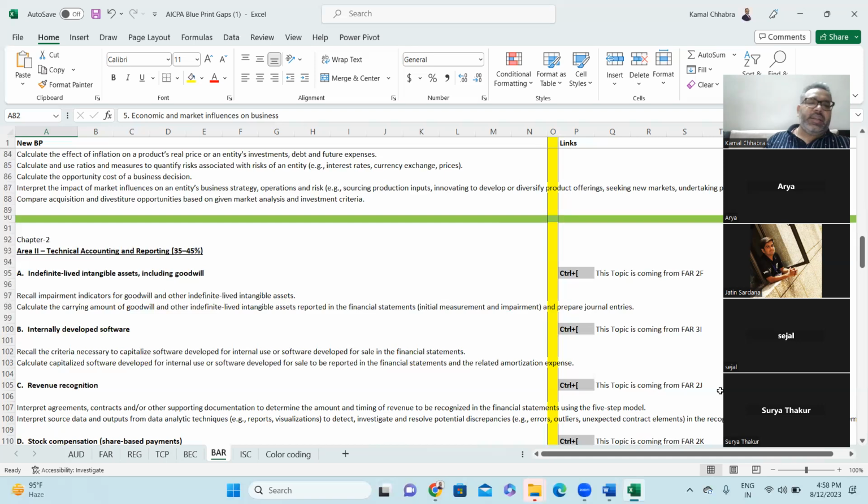indefinite live intangible assets, including goodwill. So there are certain assets for which it's difficult to define their life. That is called an indefinite live intangible asset. For example, brand name, copyright, patent, or you can say trademark. It's difficult to say how many years they will give you the benefit. Make sense? Or goodwill.